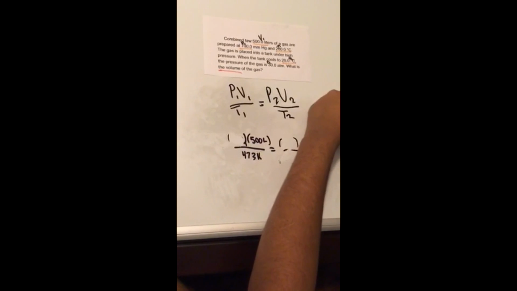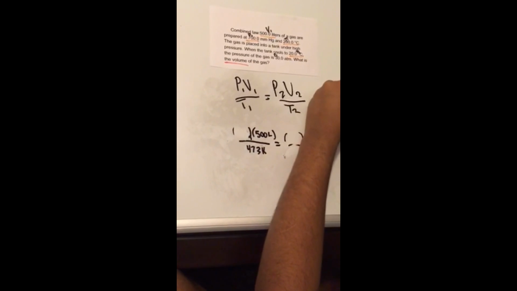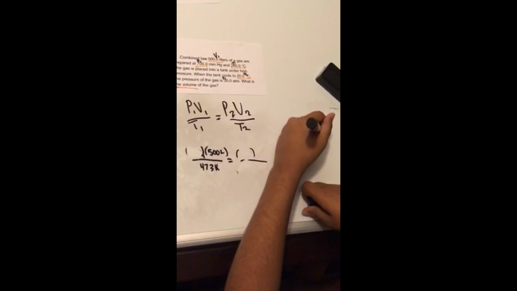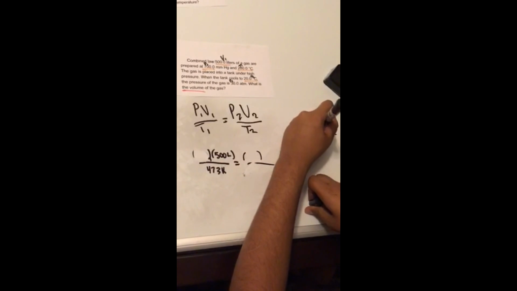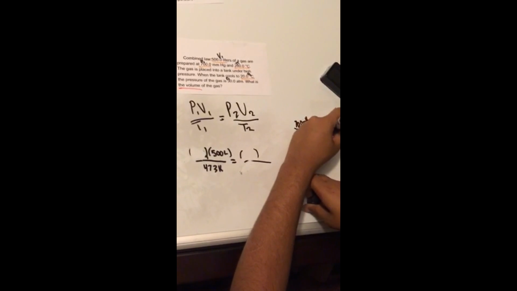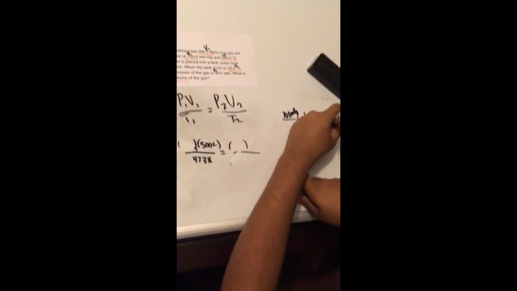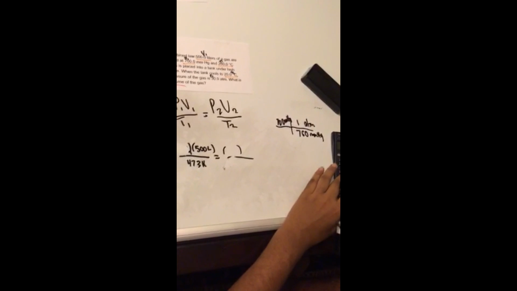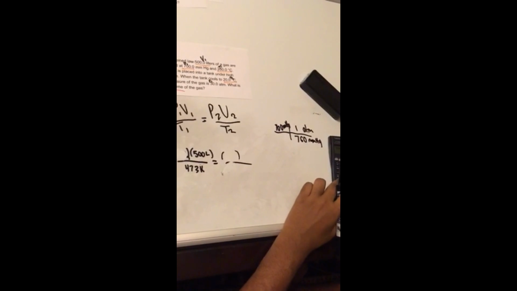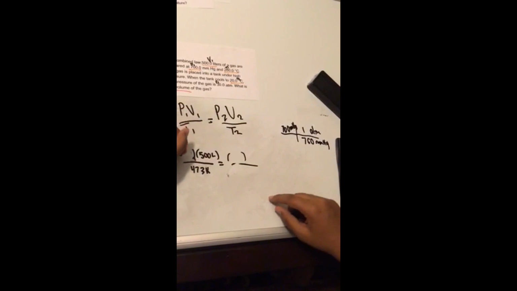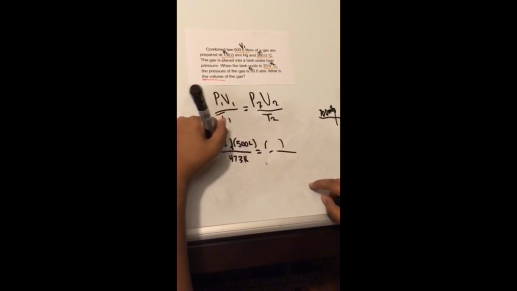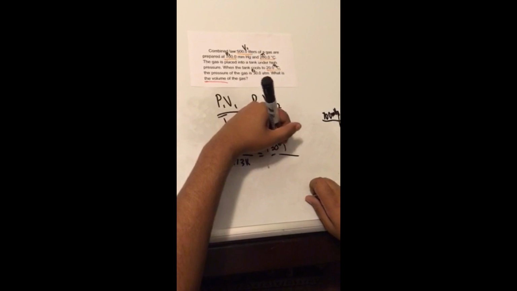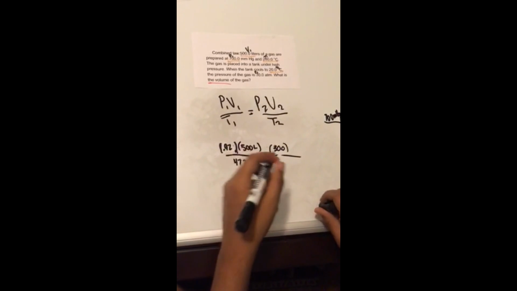You have to do your T-chart. So 700 mmHg equals, at standard temperature, 760 mmHg to 1 atm. So you would do 700 divided by 760, and it would be 0.92. So we got our pressure in the same atm.